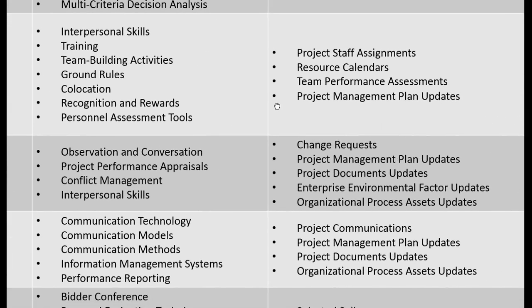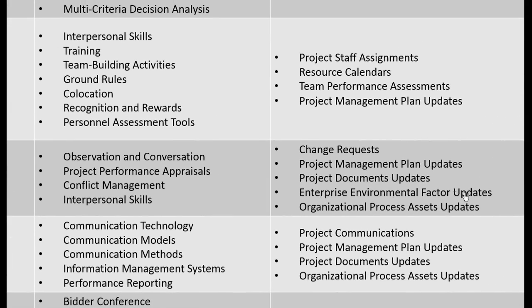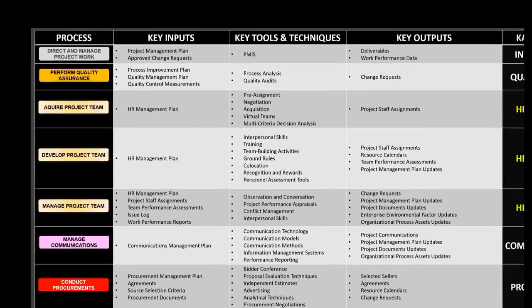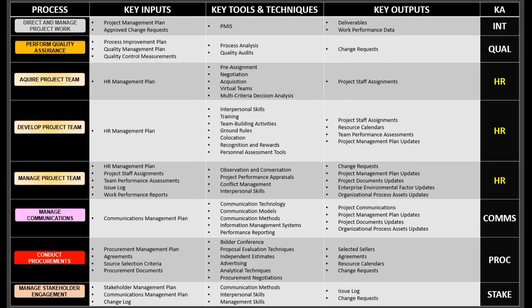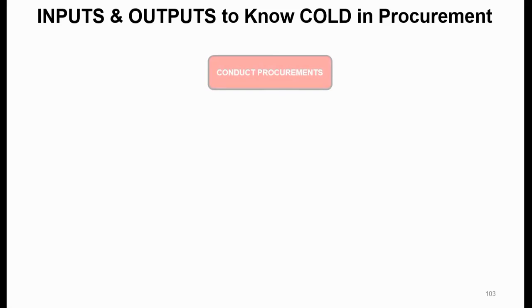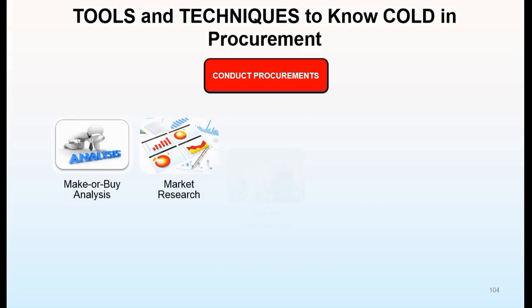A very important output from here is enterprise environmental factors updates. You also want to be aware that you have these in Develop Project Team as well. This is all detail that you wouldn't catch if you didn't read the PMBOK guide in the level of detail you need to. There are so many more slides I could show, but I'm going to fast forward here really quick. I'm going to skip a lot of these tools and techniques to know cold because I've shown you that table of insight and understanding, and I hope that you take a look at it. There are so many of these things that you have to know cold.